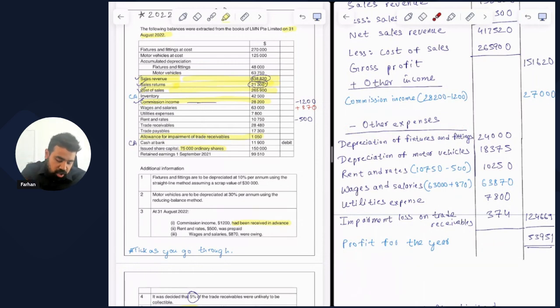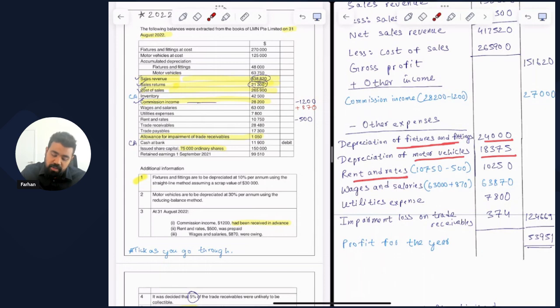The first additional information gave us the calculation for depreciation of fixtures and fittings, which was $24,000. I'm not going to scroll back up, but I believe you remember this based on our first working we have done today. And then we calculated the depreciation of motor vehicles using the reducing balance method, and that was $18,375. Okay.